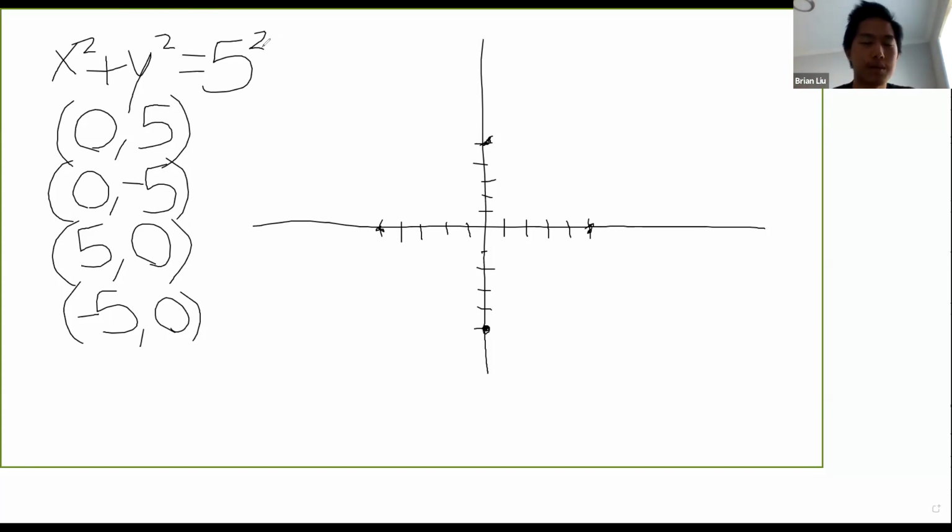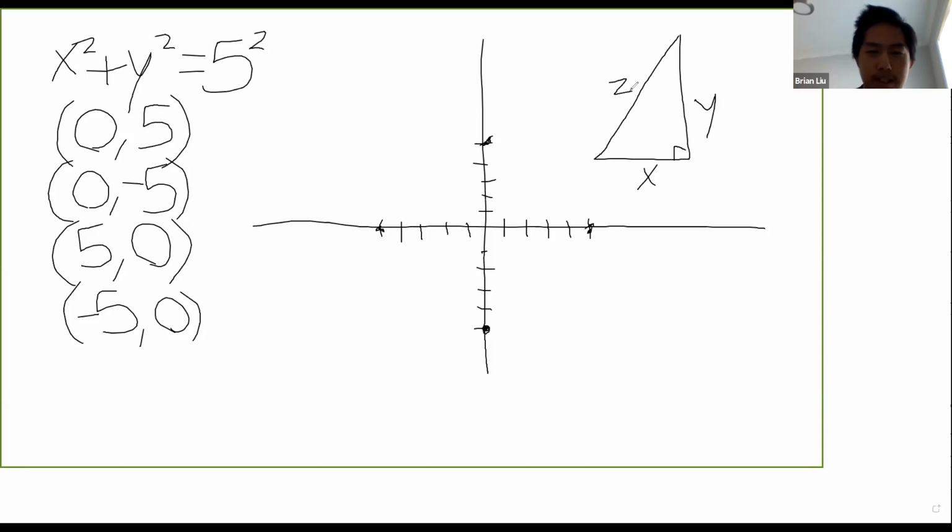The Pythagorean theorem applies to right triangles, and it basically says if you have a right triangle with sides x, y, and say z, then x squared plus y squared equals z squared. And in this case, z is 5. So x squared plus y squared equals 5 squared. And the converse is true. So if you have x squared plus y squared equals 5 squared, then the sides form a right triangle.